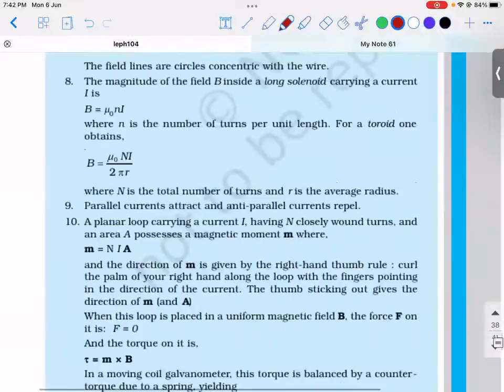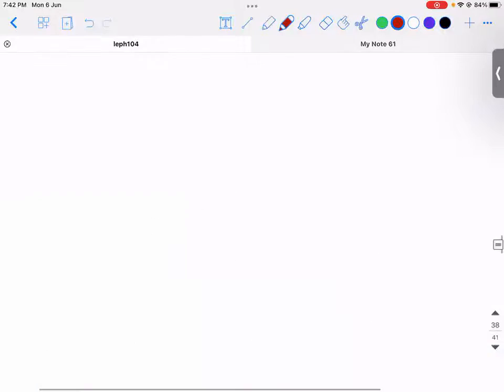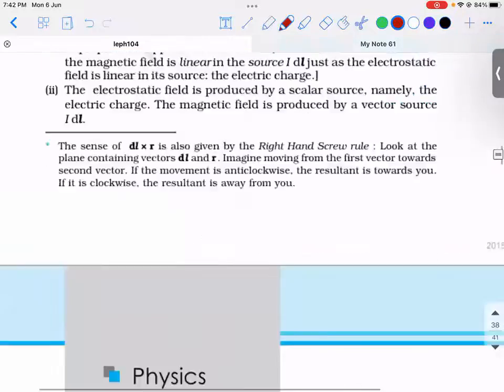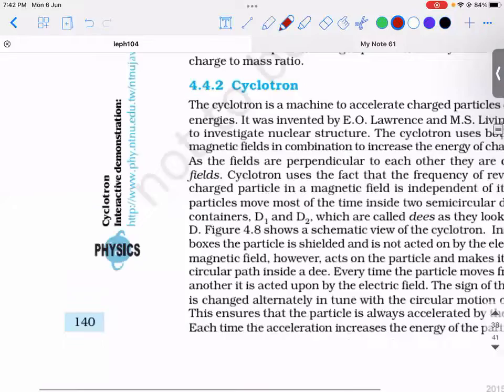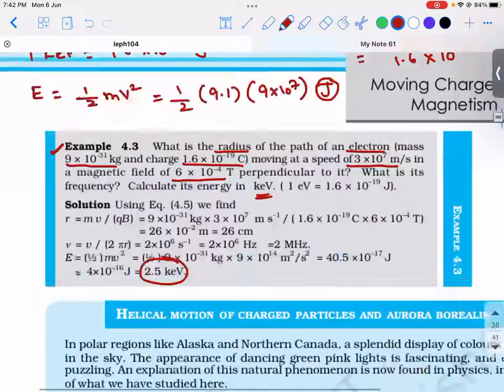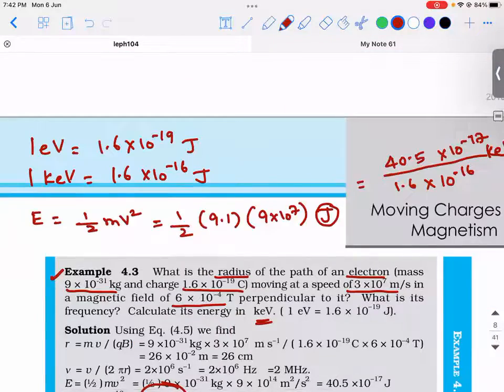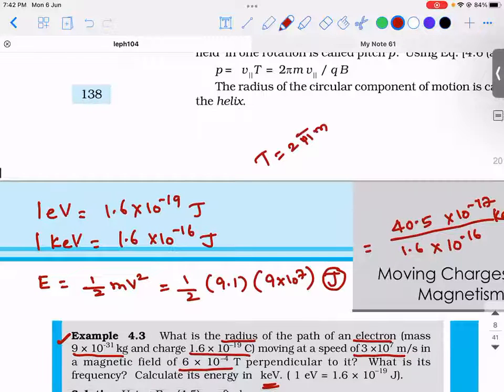So you need to find the frequency, right? So you know the time period. 1 by time period is frequency. So time period is 2 pi m divided by qB. So what will frequency be? qB divided by 2 pi m. That's it.